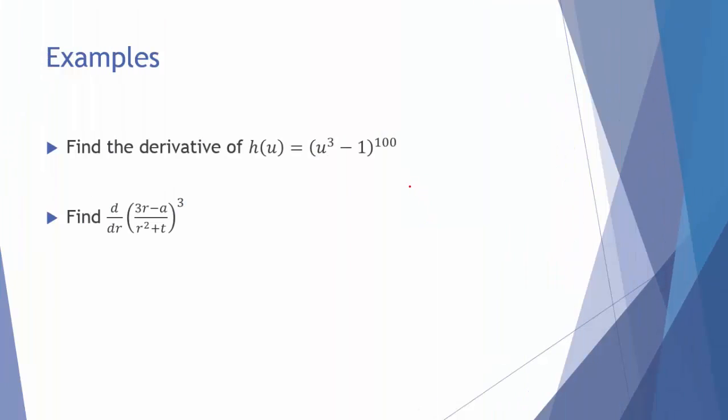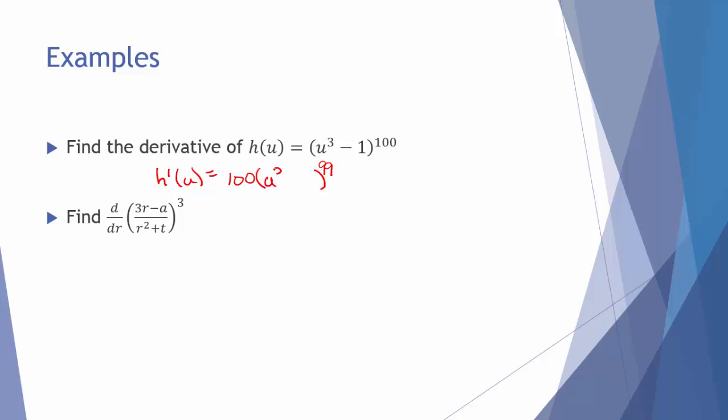Let's take a look at this one. If we wanted to find the derivative of h of u equals u cubed minus 1 raised to the 100 power, now that we have chain rule, that's not actually too bad. The derivative of h at u, the outside function is the power of 100, and the inside function is u cubed minus 1. So we take the derivative of the outside function, which is dropping the 100 as a coefficient, and having a new power of 99, 1 less than 100.